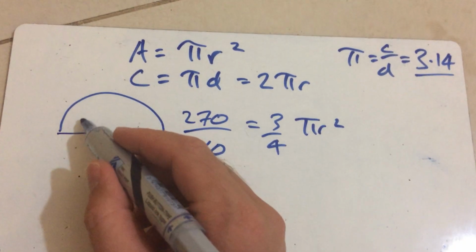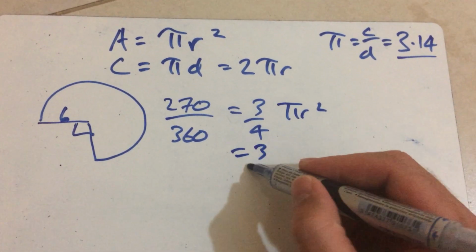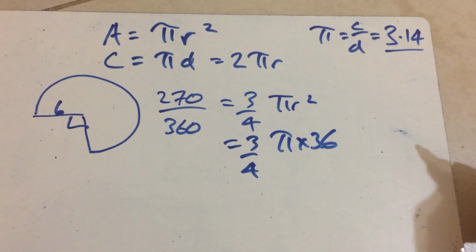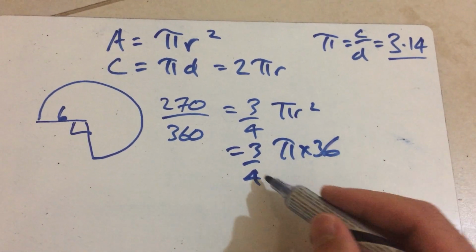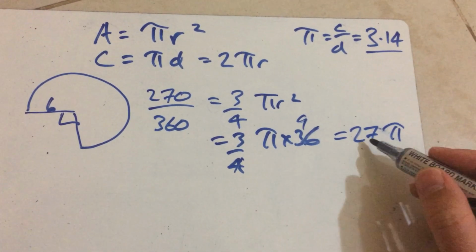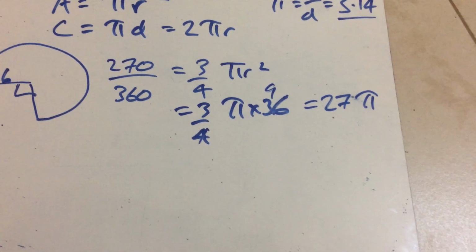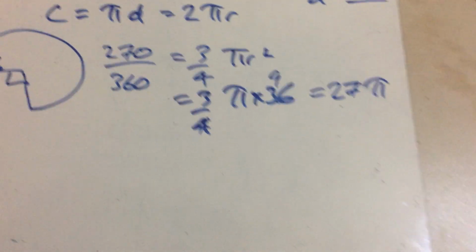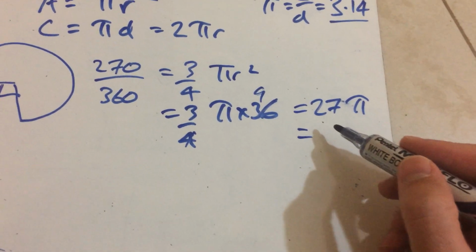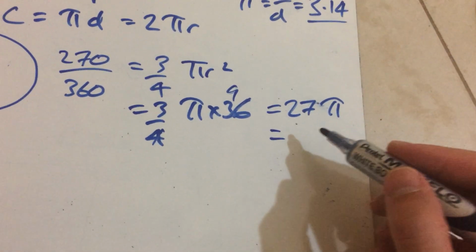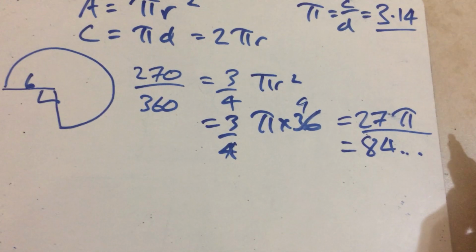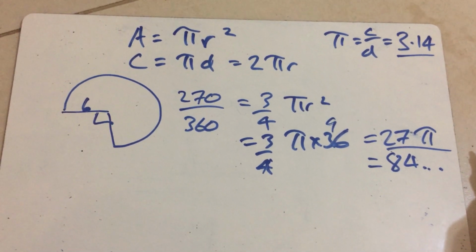Say the radius was 6, we'd have 3/4 pi times 36. That would be 9, we'd have 27 pi. So 27 times 3.14. If it's a calculator paper, we'd use a calculator and work it out to be something like 84 point something, but on a non-calculator paper, 27 times pi would be sufficient.